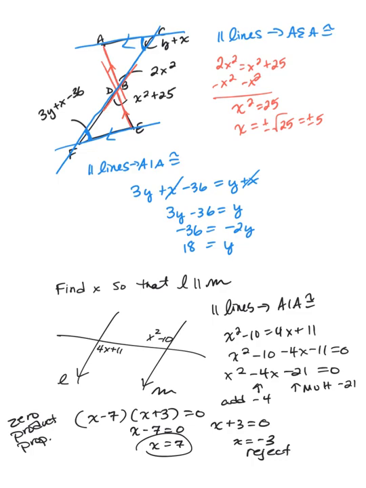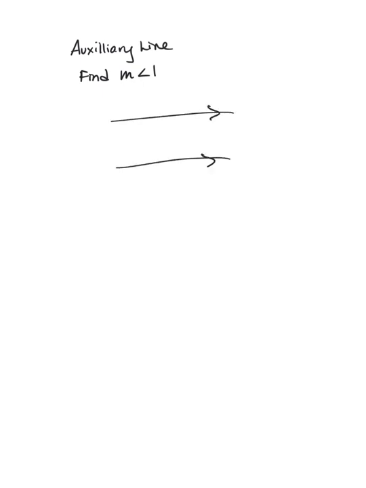One more thing I need to show you that's in the Common Core curriculum is something called an auxiliary line. It's only been on one Regents, so I don't know if it will be on again, but I'm going to show you anyway. Find the measure of angle 1. And here's the picture. So I have these two parallel lines, and then I have this here. They tell me this is 48, and they tell me this is 54.